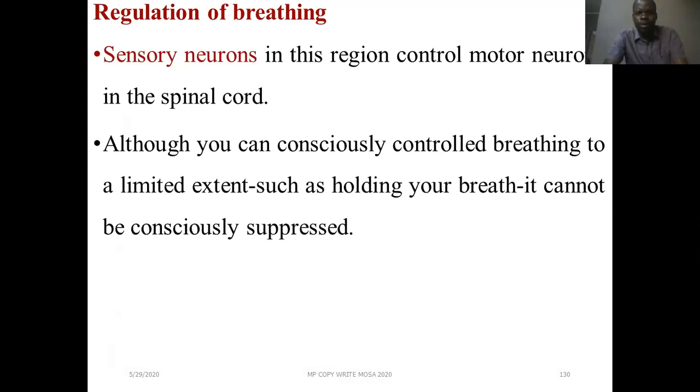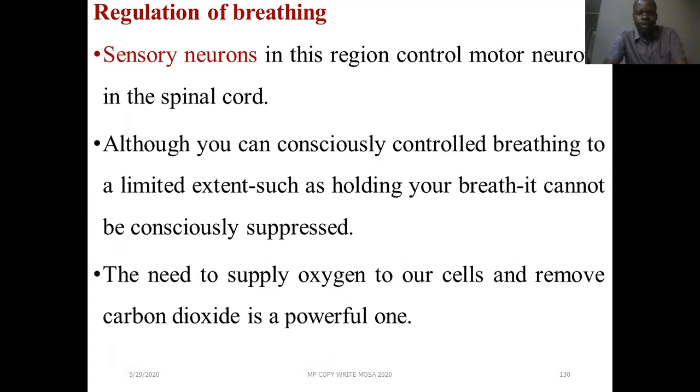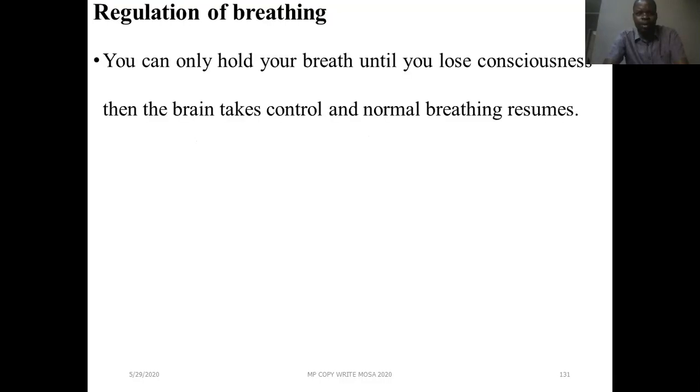Although you can consciously control breathing to a limited extent, such as holding your breath, it cannot be continuously suppressed, because it is under involuntary control. The need to supply oxygen to our cells and remove carbon dioxide is a powerful one, and this explains why we cannot regulate the breathing process. You can only hold your breath until you lose consciousness, then the breath takes over and normal breathing resumes.